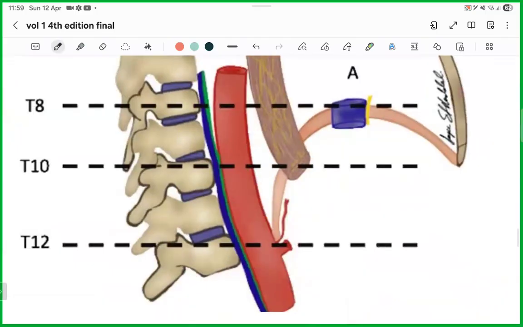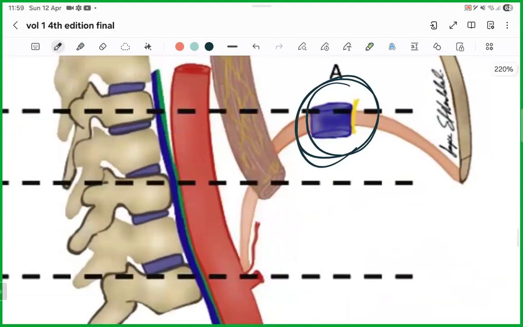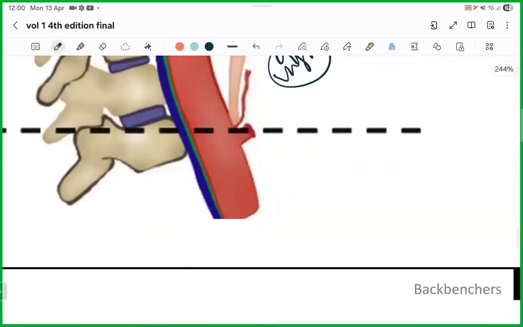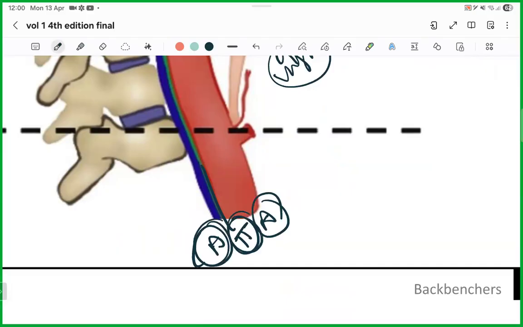So see, here we have the vena cava with the right phrenic nerve. Then we have the esophagus with the vagal plexus, vagus. And then this green one is T, then A: aorta, thoracic duct, azygos vein.